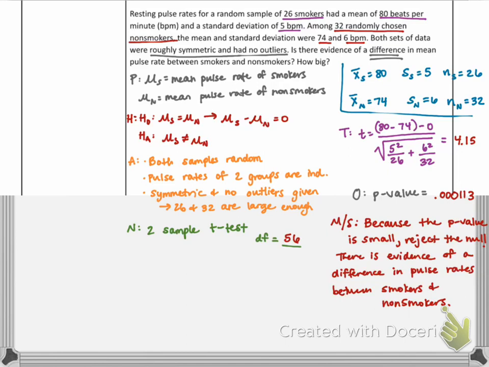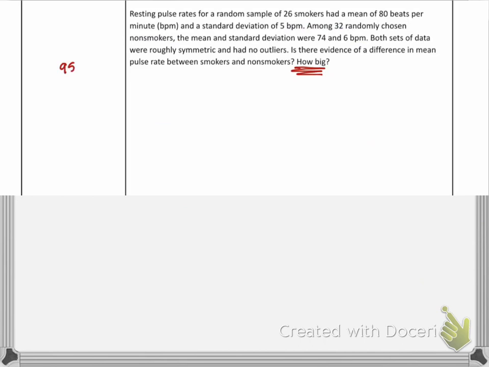Now, if you look back at the problem, you're going to notice the second thing it asks is how big of a difference. Do you notice it says how big after it asks is there evidence of a difference? And so if you flip your notes over, we're going to create a 95% confidence interval for that same situation. And remember, my degrees of freedom was 56. And so I'm going to create that confidence interval.